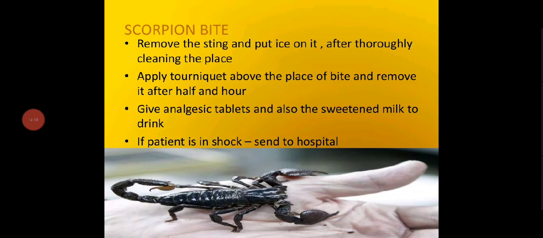Scorpion bite: remove the sting and put ice on it after thoroughly cleaning the place. After cleaning you should put the ice, apply a tourniquet above the place of bite and remove it after half an hour. Wherever it bites, tie the tourniquet above the place of bite and remove it after half an hour. Give an analgesic tablet and also sweetened milk to drink. If the patient is in shock, send him to the hospital.